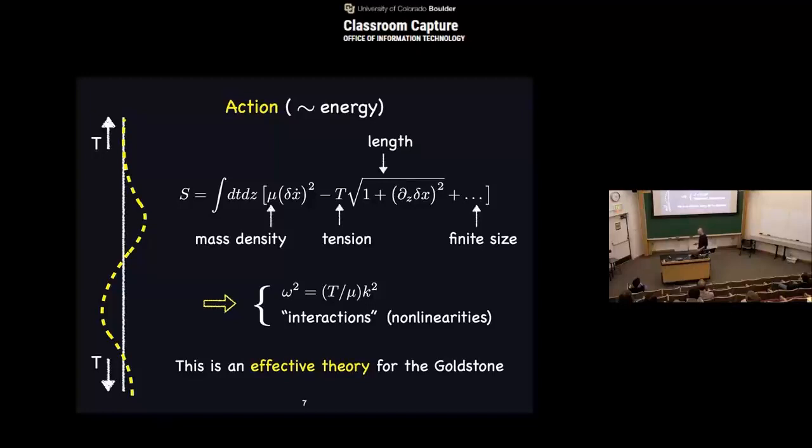So this is an example of an effective theory for the Goldstone. The Goldstone excitation here is delta x, and this is the effective theory that you get by insisting on symmetries and organizing, as we will see in a second, everything in terms of derivatives, how many derivatives act on each term. These finite size effects that I omitted involve more derivatives.